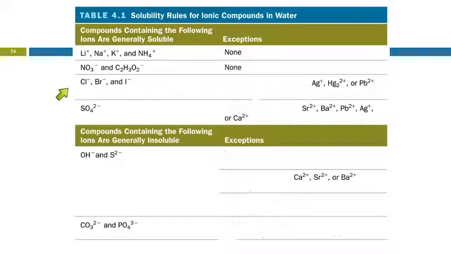So you go through these in order. Alkali metals, ammonium, soluble. Nitrate or acetate, soluble. The halides, chloride, bromide, iodide, they're soluble except with silver, mercury, and lead. And then sulfate, soluble except for strontium, barium, calcium, lead, or silver. At the bottom, we've got hydroxide and sulfide being insoluble except with calcium, strontium, or barium. And at the very bottom, carbonate and phosphate, insoluble.